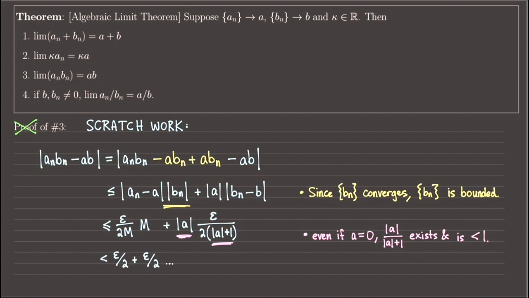So now we can say that this is less than epsilon over 2 plus epsilon over 2, which equals epsilon, and from that point we're good. So the key idea here is that you want to pick your threshold capital N so that a_n minus a is less than or equal to epsilon divided by 2M. M is the bound on b_n, that's just a fixed number. And b_n minus b is less than or equal to epsilon divided by 2 times the quantity whatever a's limit is, again that's a fixed number, plus 1.